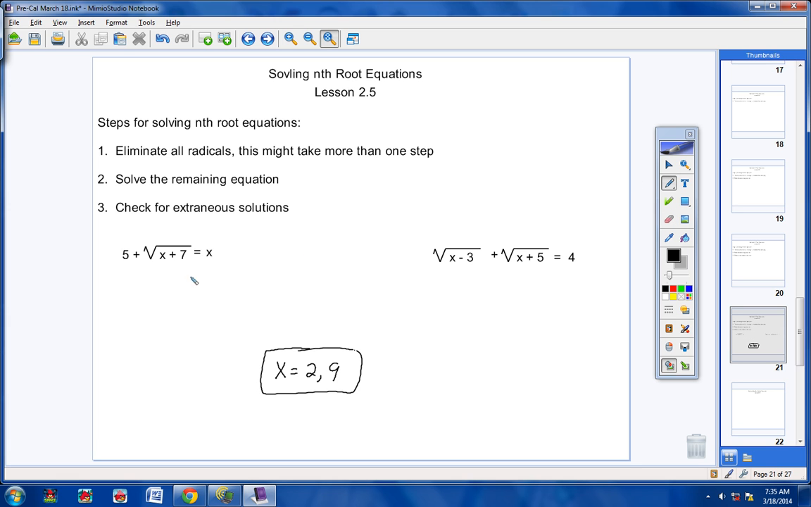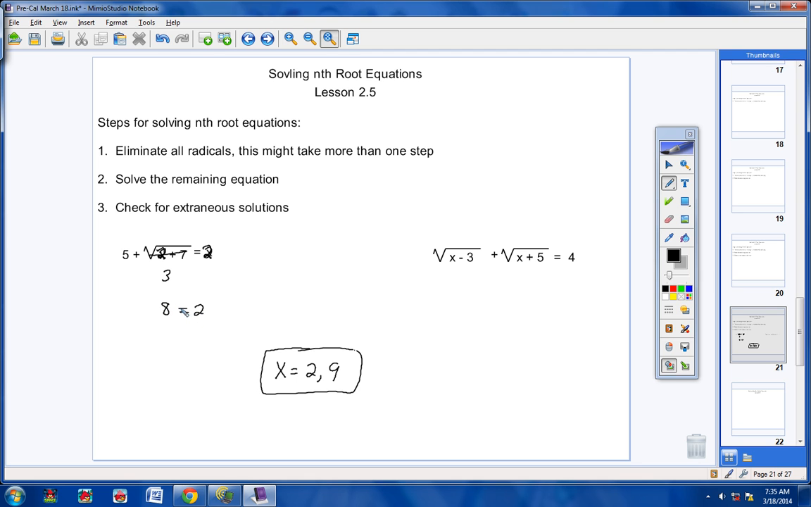So here we go. Let's put a 2 in here real quick, and we'll put a 2 over here. 2 plus 7 is 9. The square root of 9 is 3. And 5 plus 3 is 8. 8 does not equal 2.